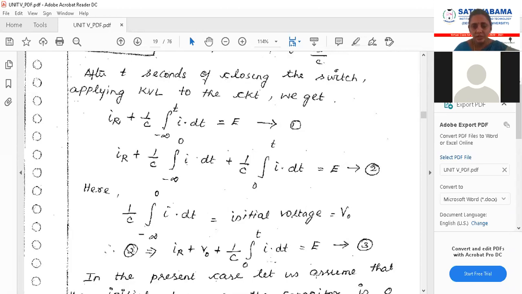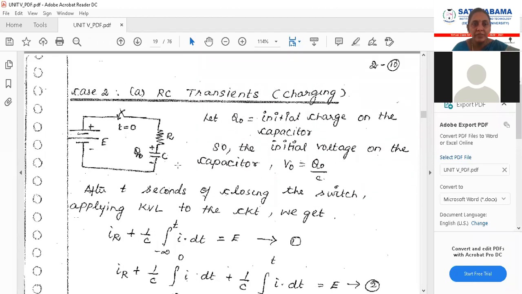Right. We will start up with the RC transients. RC transients, wherever the inductance is there, you are going to place a capacitance. But the behavior will be different as compared to the inductance. Now see here, RC transients, let us consider a circuit: an RC series circuit with a voltage source E. The switch S is connected here, and the switch is assumed to be closed at t is equal to 0.